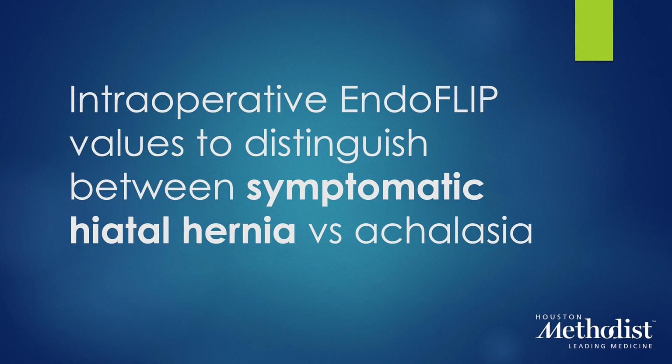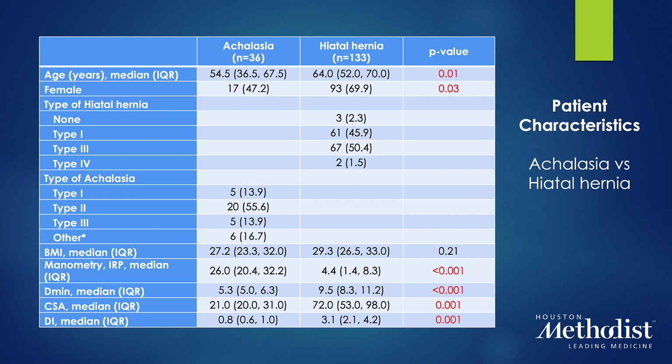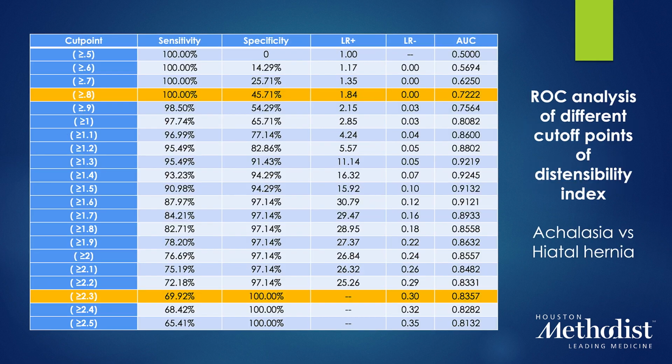Next, we evaluated if the initial values could help distinguish between those patients with achalasia and hiatal hernia. There was a significant difference in age, gender, and median IRP on manometry between the two groups. The EndoFLIP values showed that the patients with hiatal hernia had significantly higher minimal diameter, cross-sectional area, and distensibility index. We then performed ROC analysis with different cutoff points of distensibility index that helped to provide cutoff for different diagnoses.